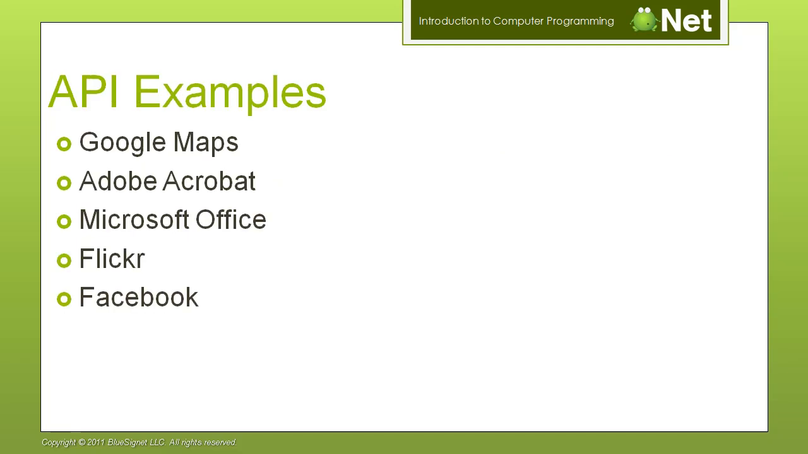So here are a few API examples. One is the Google Maps API. So if you have a website and you want to embed a Google Map into your website, you're essentially calling the Google Map API in order to do that.